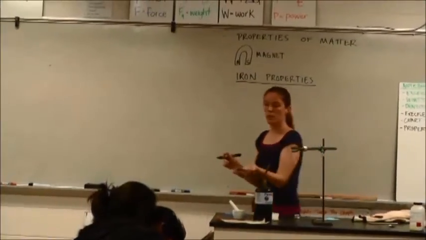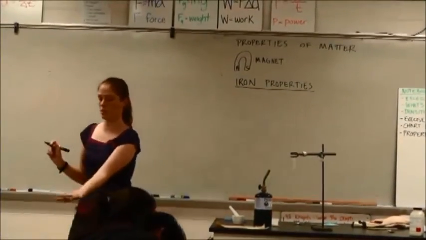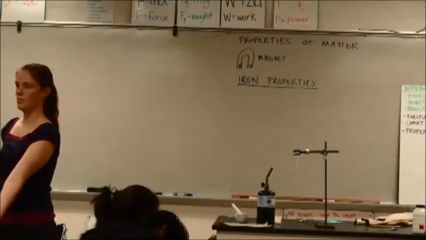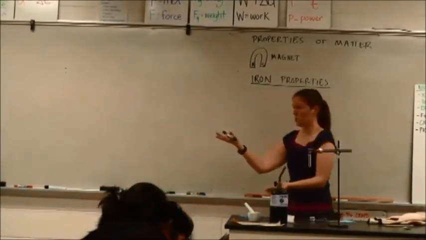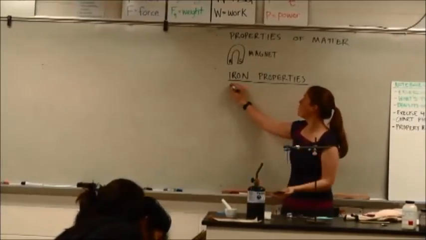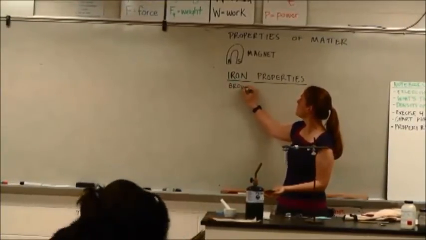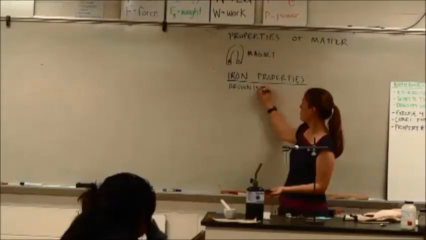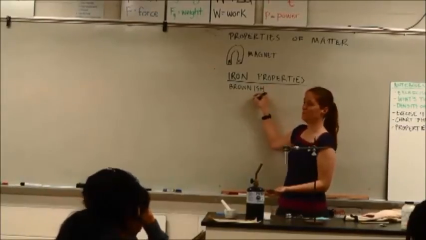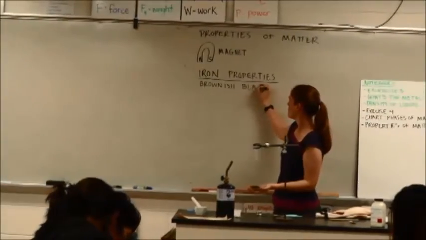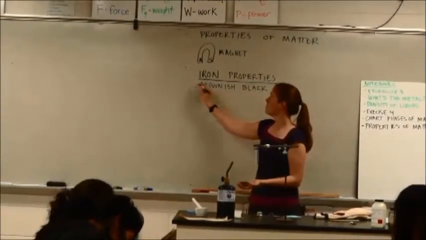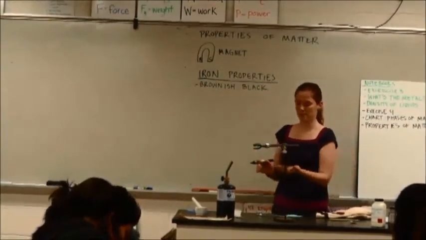Okay, so one thing is the color. So what did we say, Tanya? What's the color of this? Brown. So it's brown, almost black. So we could say that brown, and we can add an ish. Brownish, black. All right, brownish black. What else?